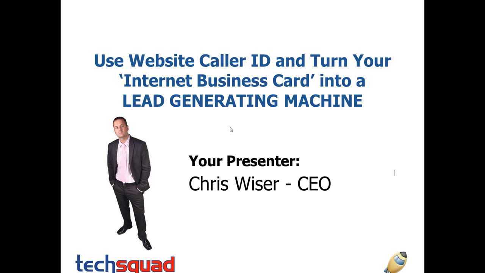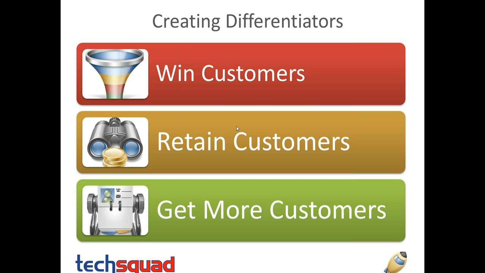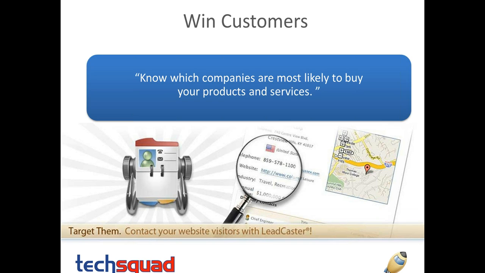So we have been using this product for about a year now. It's called VisitStat, and what it allows us to really do is create differentiators. It allows us to win customers, helps us retain our customers, and also helps us get more customers. What this product actually does is help us know which companies are more likely to buy our products and services and what they're actually looking for. You can see customers as they come onto your website. You can track them in real time, live. You can see not only who they are, but what their company names are, and it tracks back to everything. And we'll get into that a little bit as we go.